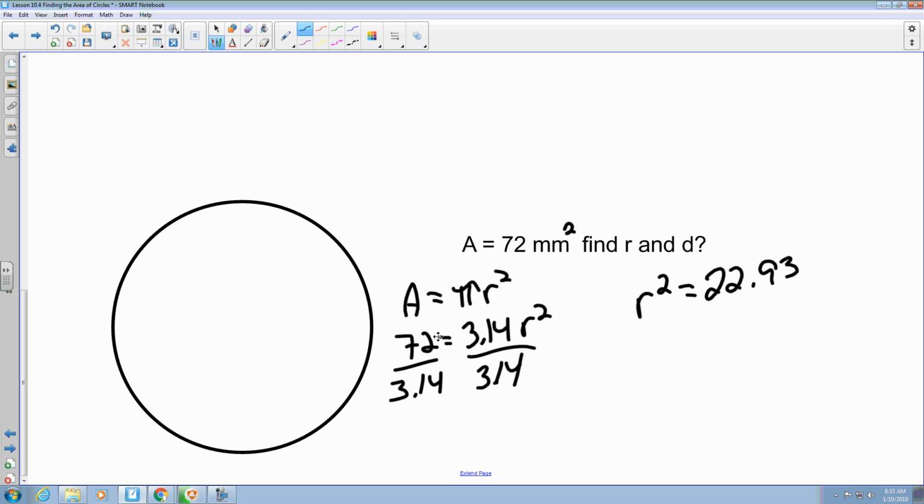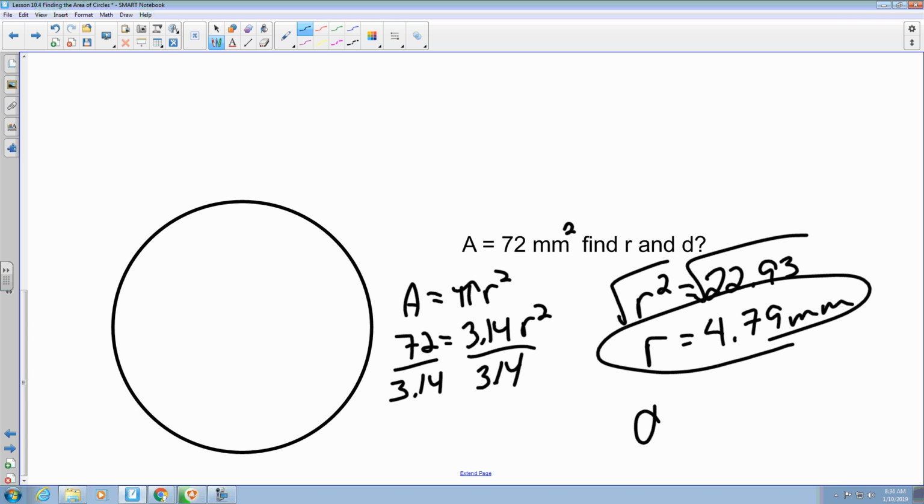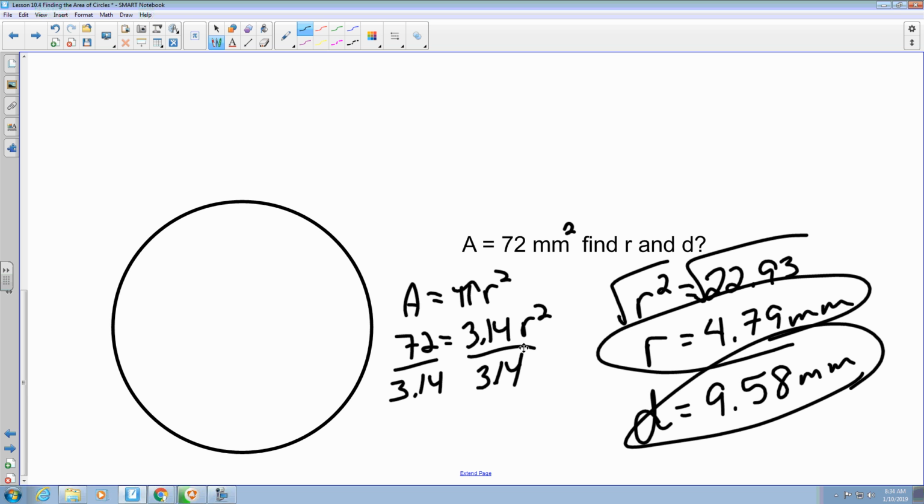So this is 22.93. All right. Now, to figure out what r is, I got to take the square root of both sides. So now r is going to be the square root of 22.93. And we get a result of about 4.79 millimeters for the radius. And to find the diameter, I must take 4.79 times 2, and I get a value of 9.58 millimeters for the diameter because it's twice the radius.